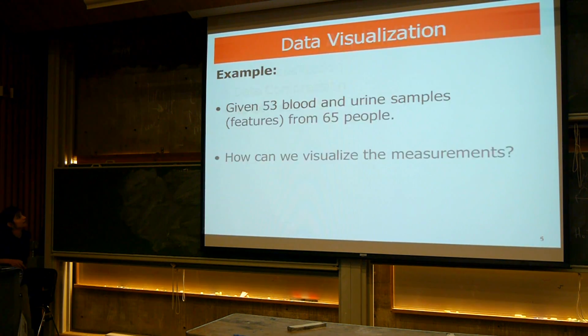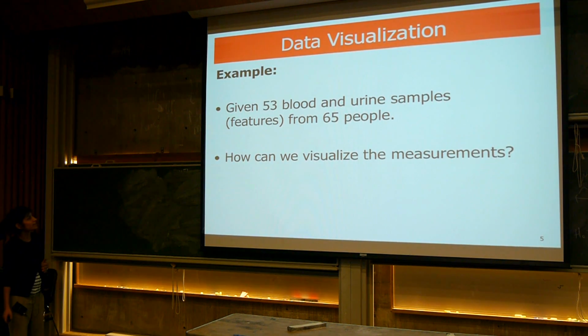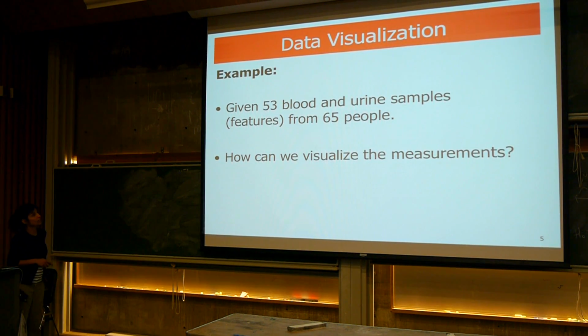As a specific example, say you have some data set, and this is actually not even a very high dimensional data set per se. Many of you are playing with really large data sets in your projects, and this is really not that large. It's 53 samples, blood and urine samples from 65 people, a fairly small data set, but how do you visualize it? It becomes pretty challenging, right?